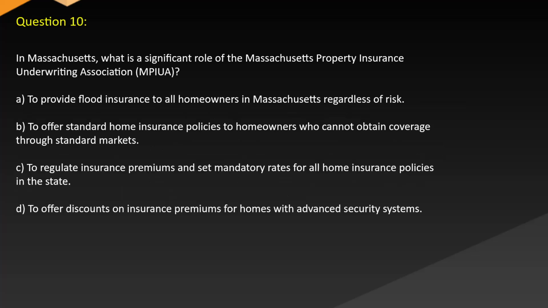Question 10. In Massachusetts, what is a significant role of the Massachusetts Property Insurance Underwriting Association (MPIUA)? A. To provide flood insurance to all homeowners in Massachusetts regardless of risk. B. To offer standard home insurance policies to homeowners who cannot obtain coverage through standard markets. C. To regulate insurance premiums and set mandatory rates for all home insurance policies in the state. D. To offer discounts on insurance premiums for homes with advanced security systems.